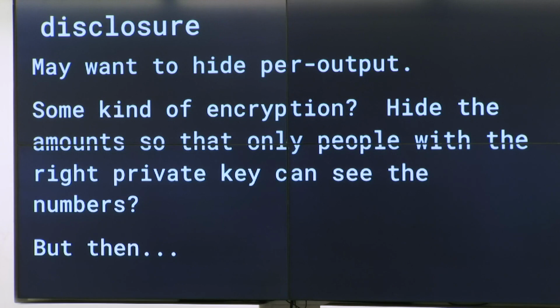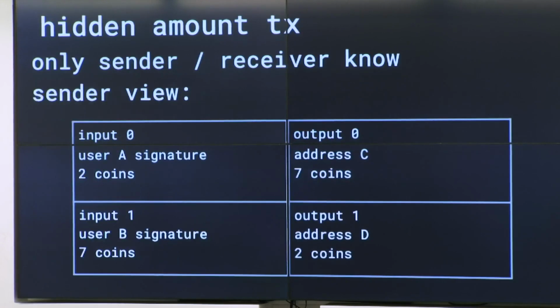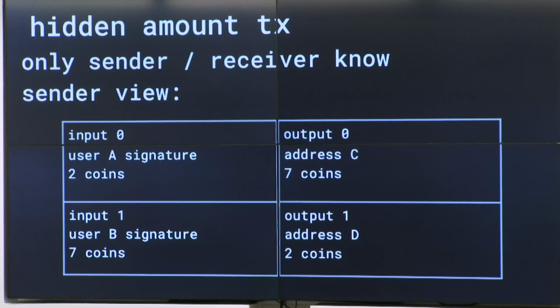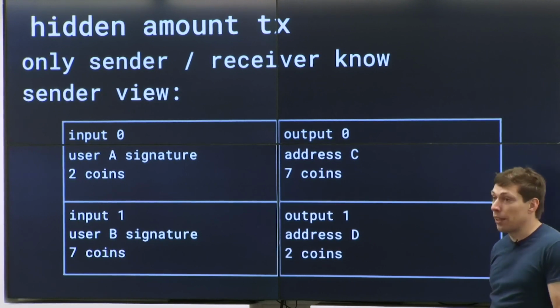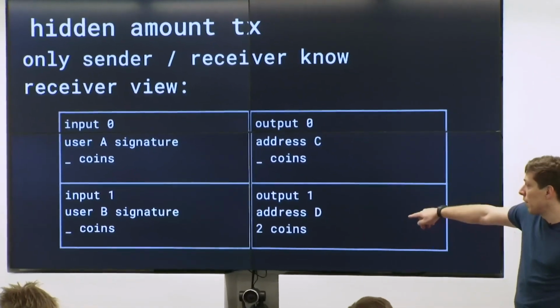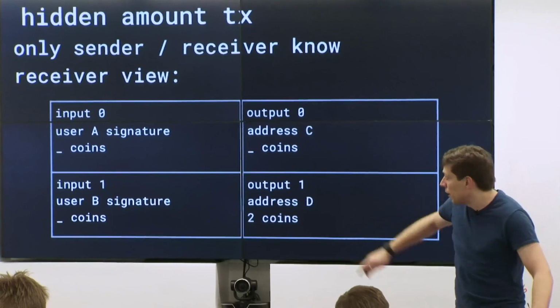Okay, so yeah, like I was saying, you might want to hide per output. If it's just global, where either you see everything or you see nothing, that's still pretty good, right? That's still better than what we have when everyone sees everything. But it is better if you can hide the rest of these three things from the receiver.